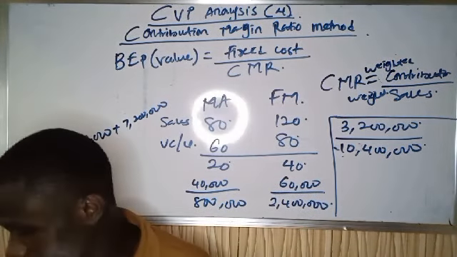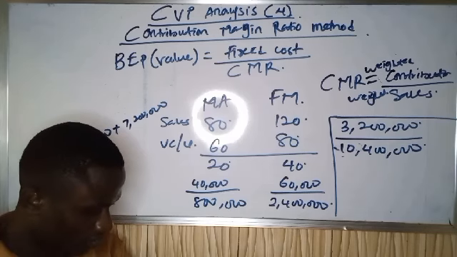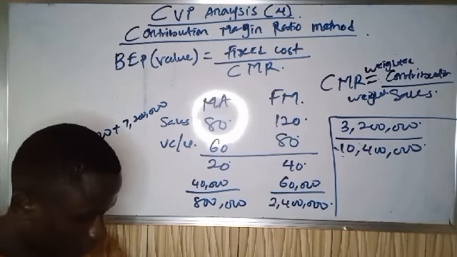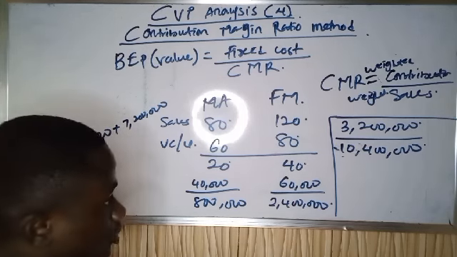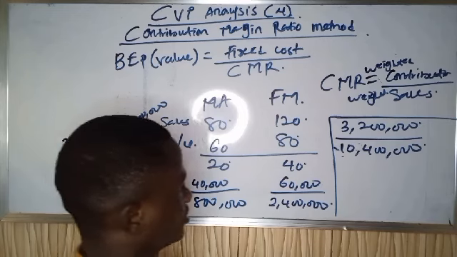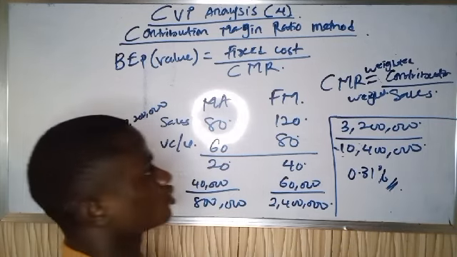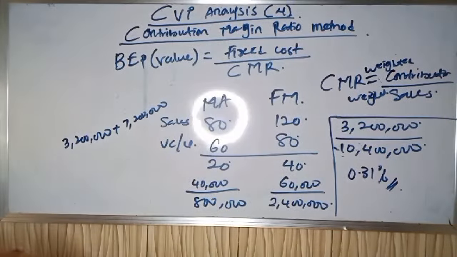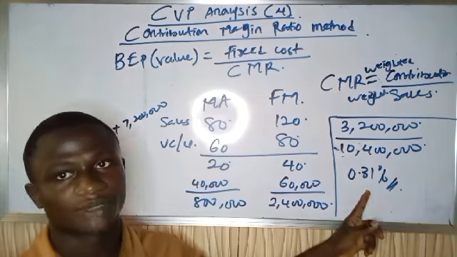So if I divide 3,200,000 by 10,400,000, I'm going to be getting 0.30 or 0.31. My contribution margin ratio is 0.31. This is my contribution margin ratio.